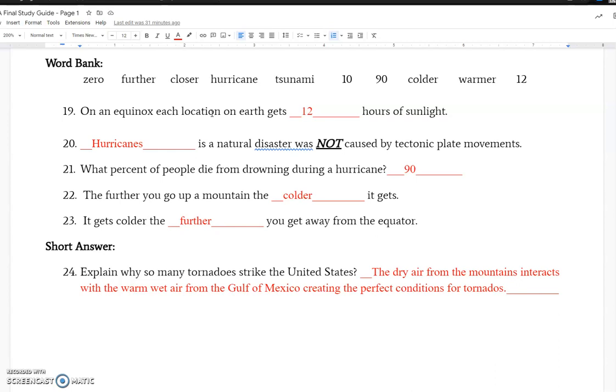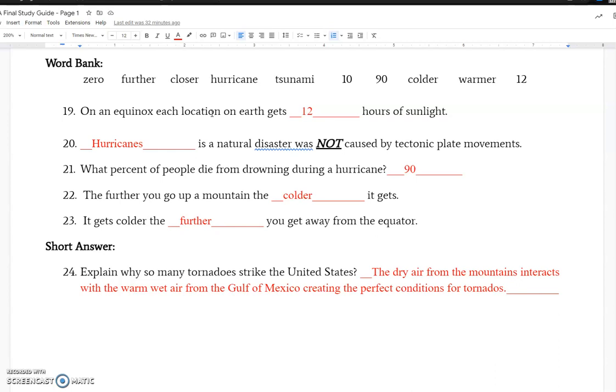21. What percent of people are going to die from drowning during a hurricane? That's 90%. Most people, that's how they die in a hurricane, unfortunately. 22. The further you go up a mountain, the colder it gets. Pretty straightforward. And 23, it gets colder the further you get away from the equator. Remember, if you go north or you go south, it's going to get colder because you're going to get less and less direct sun. It's not beating down directly on you, but coming in at an angle. It gets kind of burned up a little bit in the atmosphere, and that's how it kind of works. You get a little less sun.